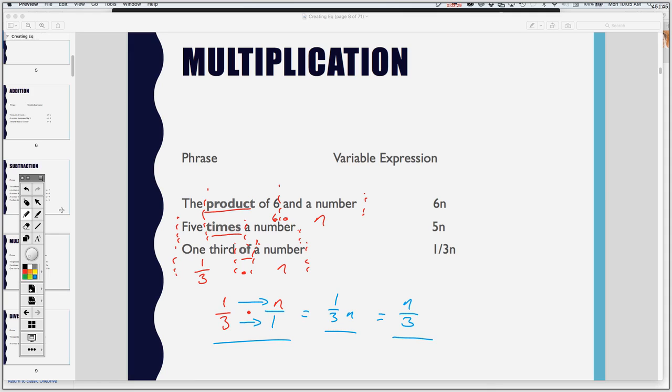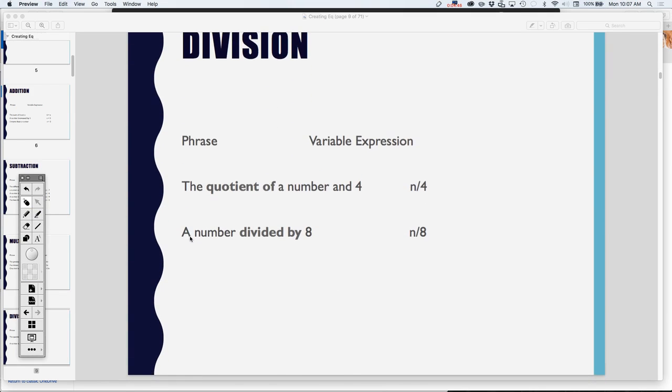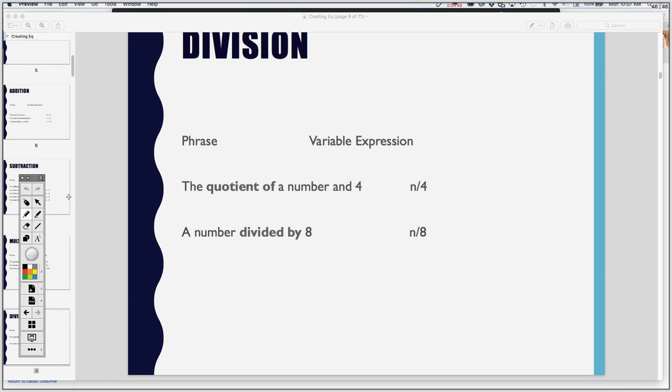Division. Did you guys get those? Multiplication? Okay, division. So for division, we have quotient of, a number, and divided by.